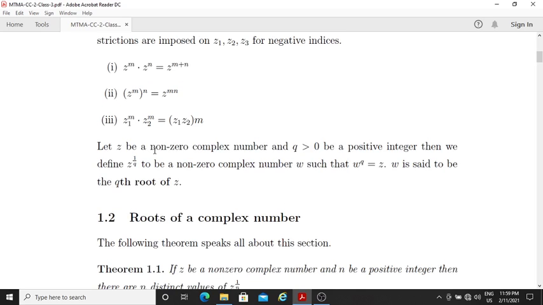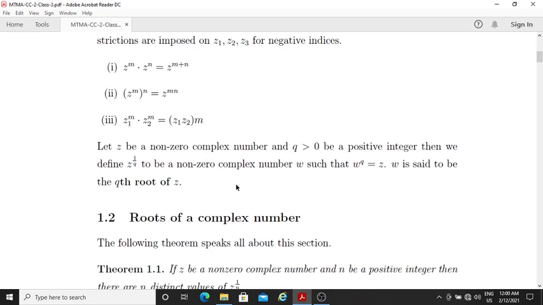So now let z be a non-zero complex number and q be a positive integer. Then what is z to the power 1 upon q? Now for real numbers, suppose 2 to the power half. You know what that is? That is merely square root of 2. Like 2 to the power 1/3 is merely the cube root of 2.